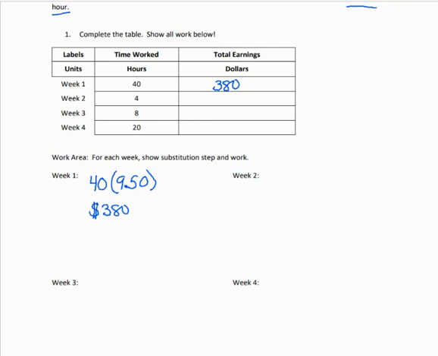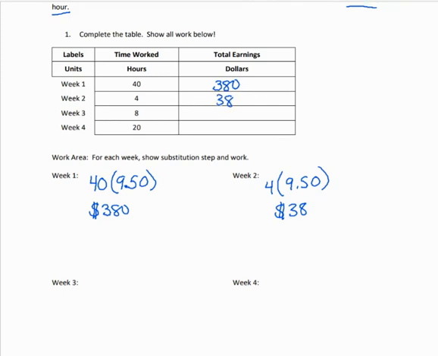All right, let's check our answers and see how we did. So for week 2, we have 4 hours and $9.50 per hour. Make sure you're staying with us right now to make sure that your answers are correct, because if they're not correct, then it's going to throw off your work on the next page. So 4 times $9.50 gives me $38. Let me fill that into the chart.